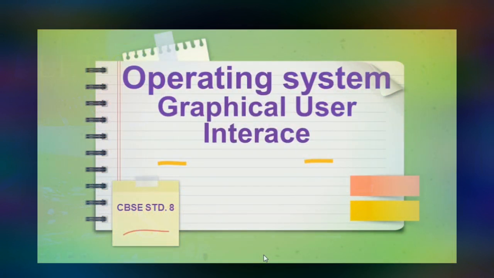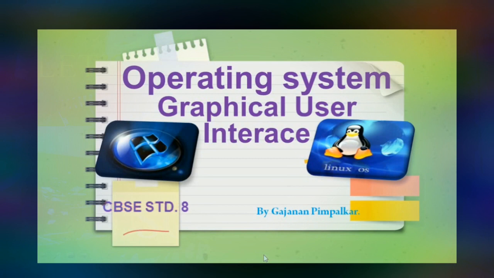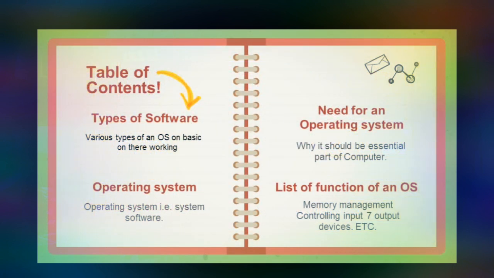So operating systems, graphical user interface, its roles and function. What exactly an operating system is, what exactly a graphical user interface is, and what are its functions and its role. So that we will learn today. We will focus on some points, which will be a table of contents. The first one, types of software, then operating system, then need for an operating system, list of functions of operating system.